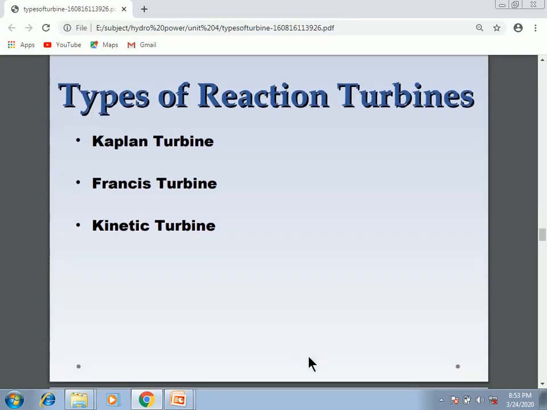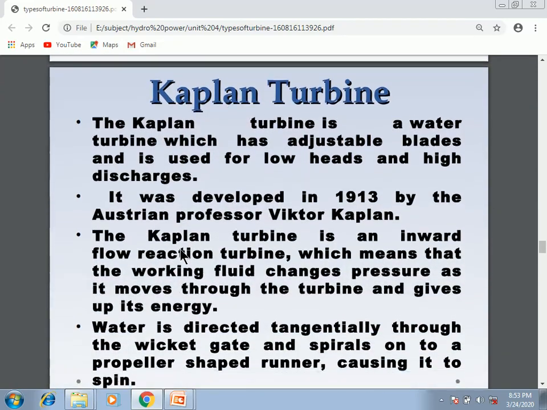Types of reaction turbine are Kaplan turbine, Francis turbine and kinetic turbine. First we will see what is Kaplan turbine. Kaplan turbine is a water turbine which has adjustable blades and is used for low head and high discharges. It was developed in the year 1913 by Australian professor Victor Kaplan. Kaplan turbine is an inward reaction turbine, which means that the working fluid changes pressure as it moves through the turbine and gives up its energy.